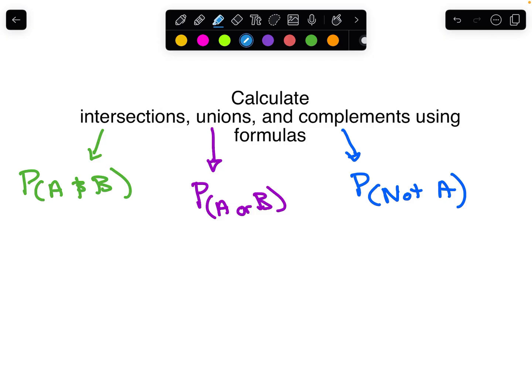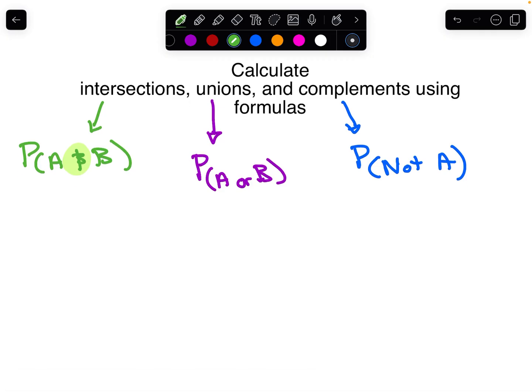So an intersection is when we have "and". We're looking at two events occurring together, two outcomes that are happening together. So when you're asking for the probability of A and B, you're going to multiply their probabilities together. So you have to know the probabilities, okay?